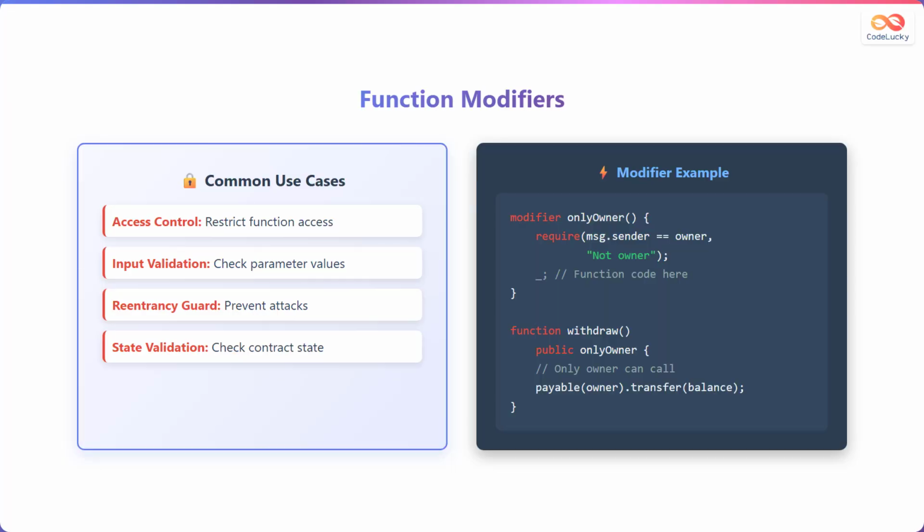Function modifiers are reusable code snippets that can modify the behavior of functions in Solidity. They serve four primary purposes. Access control modifiers restrict who can call specific functions, typically checking if the caller is an authorized user or owner. Input validation modifiers verify that function parameters meet certain criteria before execution. Reentrancy guards prevent malicious contracts from making recursive calls that could drain funds or manipulate state. State validation modifiers ensure the contract is in the correct state before allowing function execution. Modifiers use the underscore symbol to indicate where the original function code should execute.